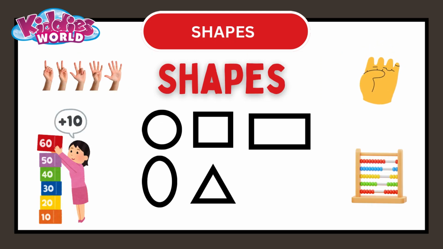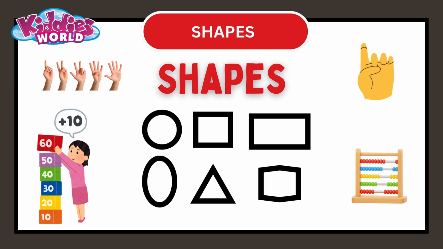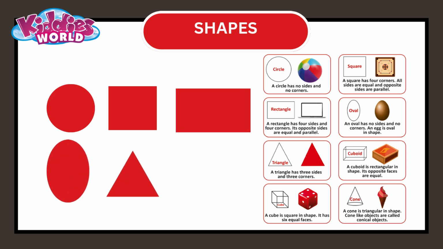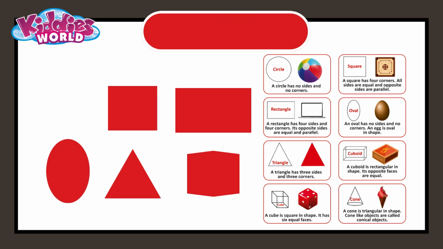Today, we're going to learn about shapes. Shapes are all around us, and every object has a name based on its shape. Are you ready? Let's begin. Shapes are everywhere. Each object has a different name based on its shape. Let's explore some of the most common shapes and their features.